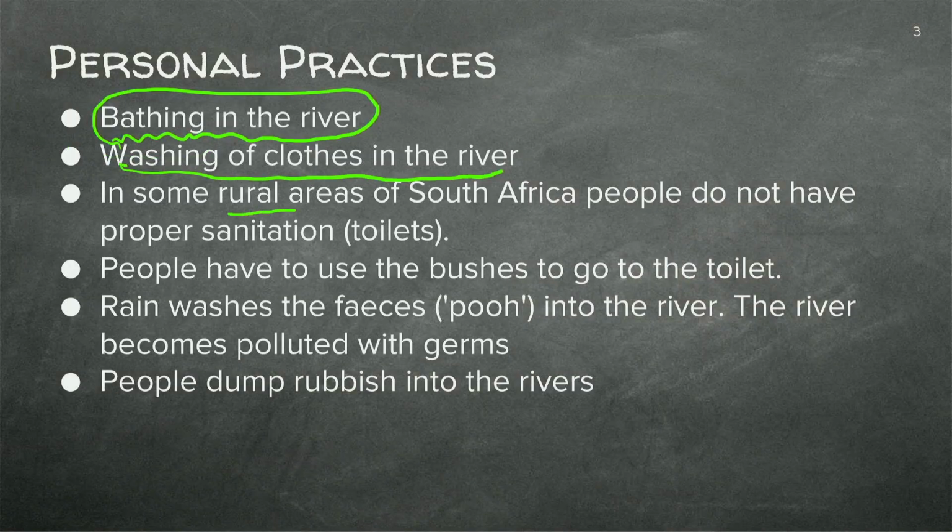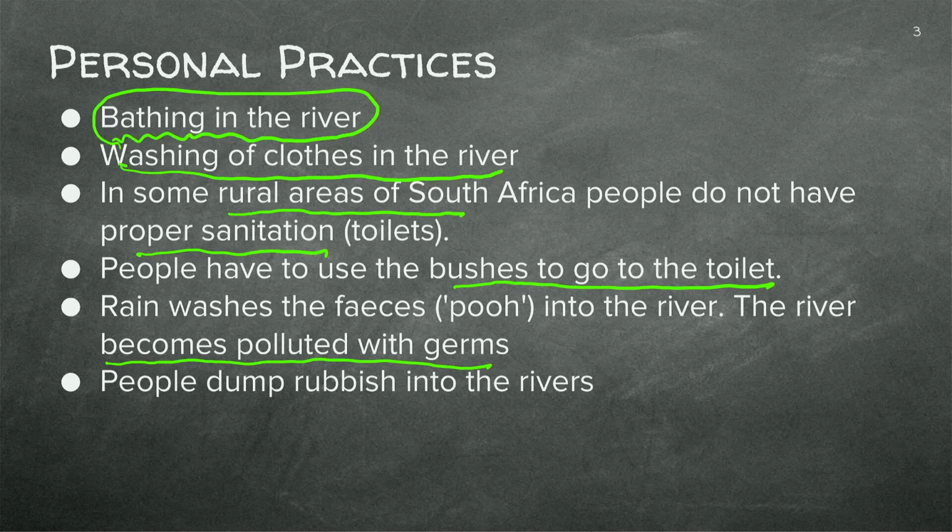Also, in some rural areas, South African people do not have access to proper sanitation. So unfortunately, they have to use the bushes to go to the toilet, and as a heavy rainstorm happens or rain falls, all that human waste flows into the river and it becomes polluted with germs.